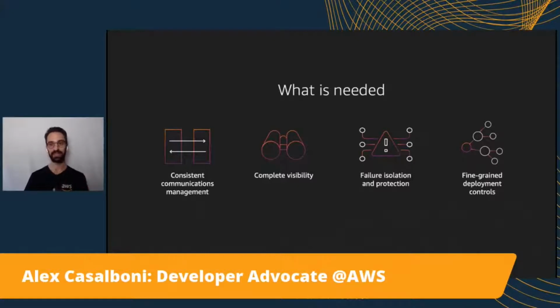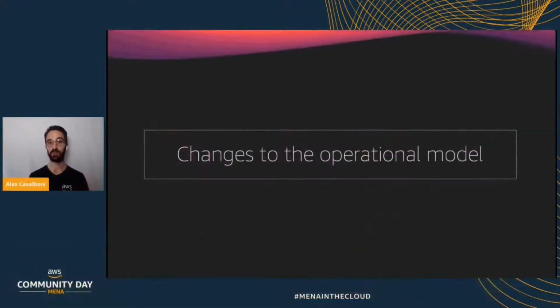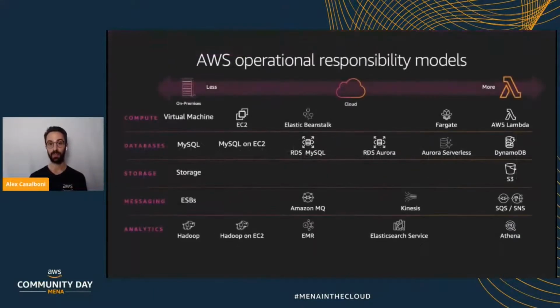And that makes sense also based on how the operational model has changed and how the software delivery has changed. So when it comes to operational model, we always talk about the AWS responsibility model when it comes to security, but this actually applies to everything. So not only compute, where you can go from EC2 bare metal instances all the way to AWS Lambda and serverless applications, where most of the work is managed by us, the cloud provider. But this also applies to databases and storage and messaging and analytics solutions.